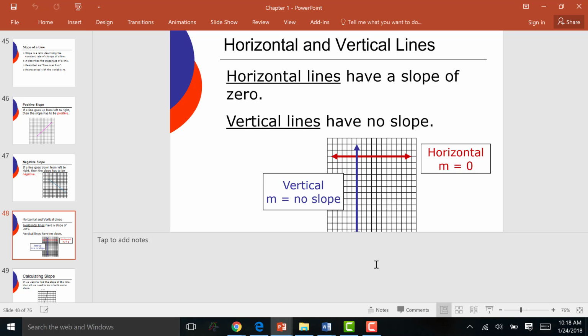So if they ask you that question and you say, well, it's got zero slope, nope, that's not correct. It has no slope as it's a vertical line. Questions? Alrighty, here. How do we calculate slope?